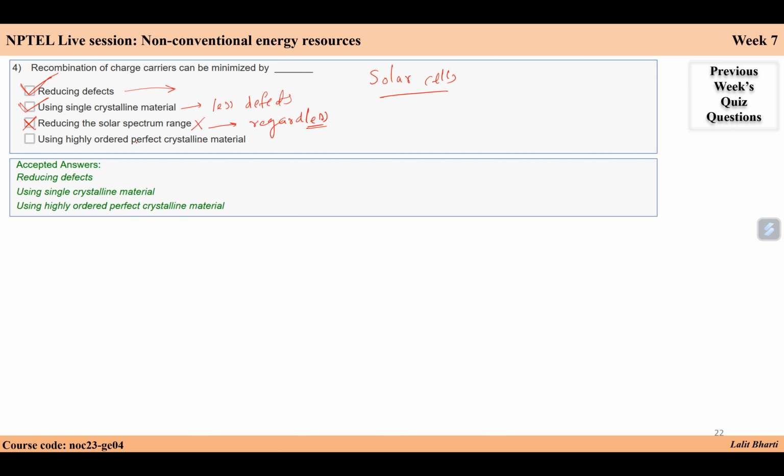Fourth is using high ordered perfect crystalline material. That is also similar to using a single crystalline, very pure material. So options first, second, and fourth are correct, and third is incorrect. So this is the discussion on electron-hole recombination, how we can increase the solar cell efficiencies. That is the reason why single crystal silicon is preferred for solar cells for high efficiency.